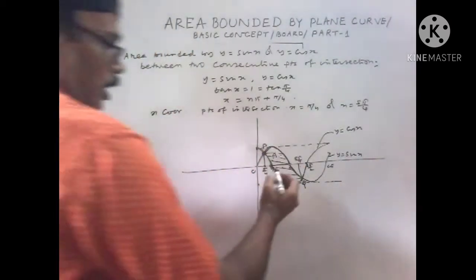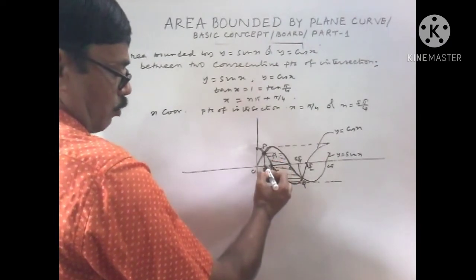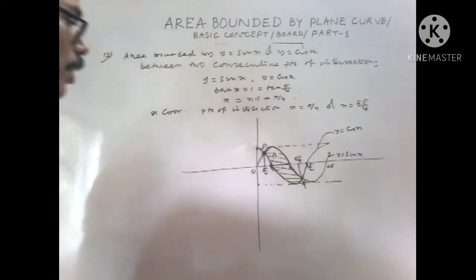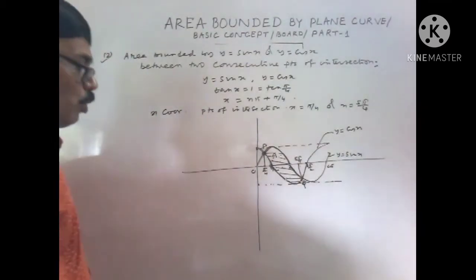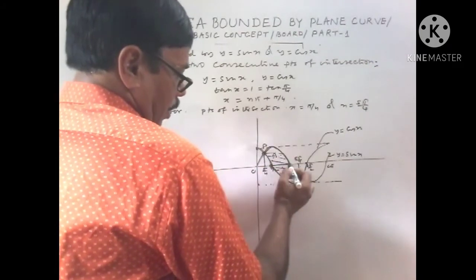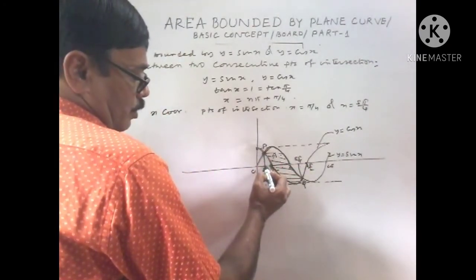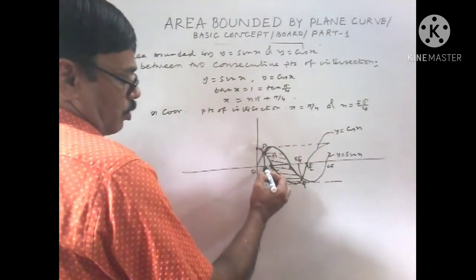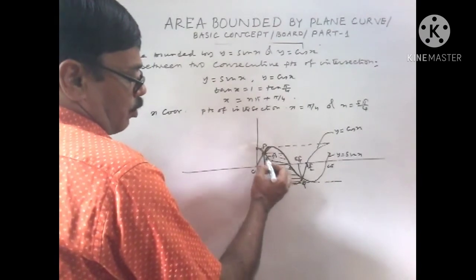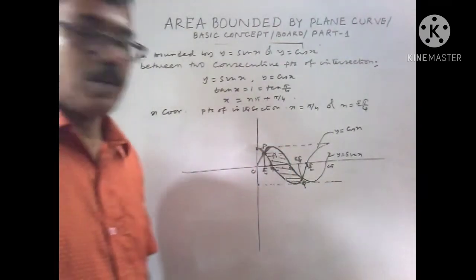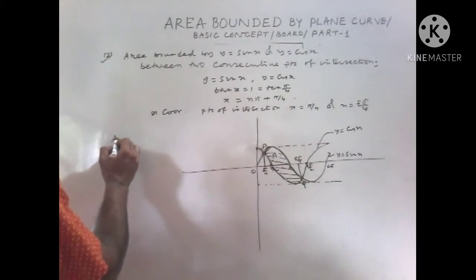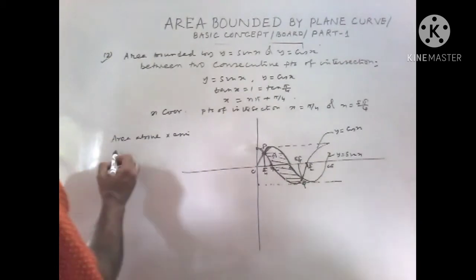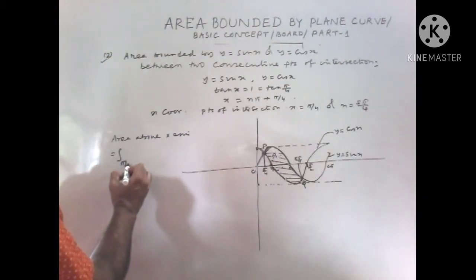So if we take above the x-axis, then the integration has to be performed from pi by 4. Now, we are interested in the area above the x-axis, so above the x-axis is pi by 4 to pi. Then we get this whole part. You have to subtract this portion only, pi by 4 to pi by 2. So the area above the x-axis equals pi by 4 to pi.